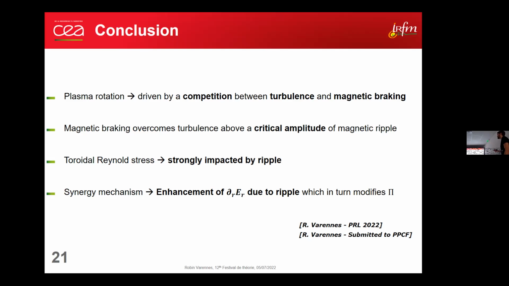So we saw that the toroidal Reynolds stress is strongly impacted by the ripple. And we see that the main player is actually the enhancement of the radial electric field shear due to ripple, which in turn modifies the stress tensor.